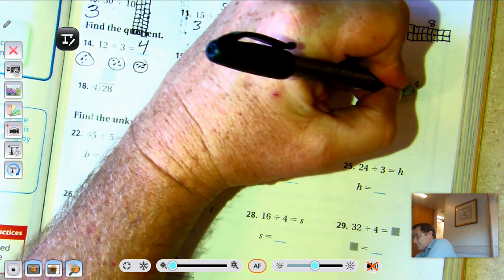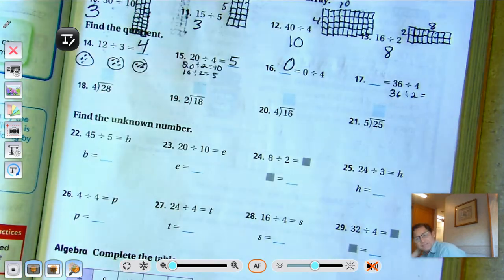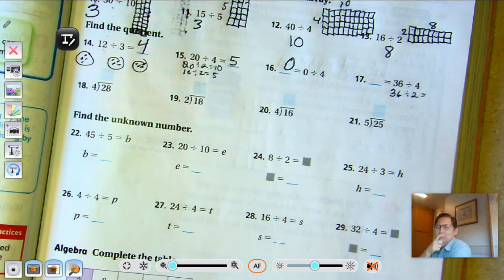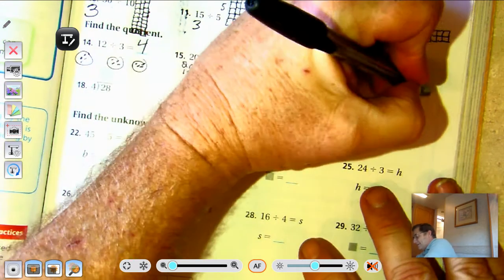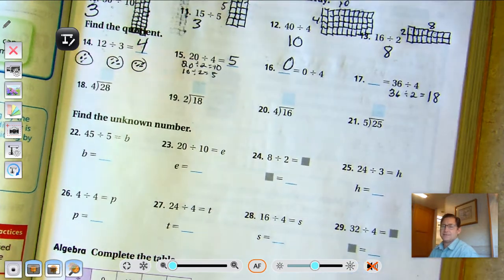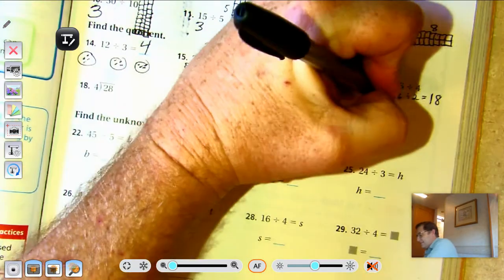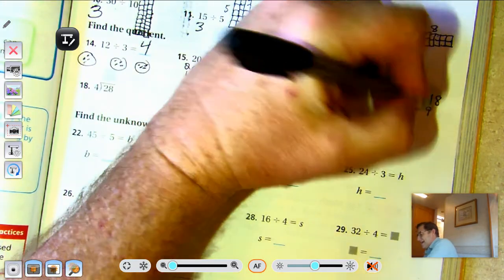36 divided by 2. What's half of 36? Well, I know 15 and 15 is 30. 16 and 16 would be 32. 17 and 17 is 34. 18 and 18. Okay, so 18. Half of 36 is 18. 18 divided by 2 is 9.